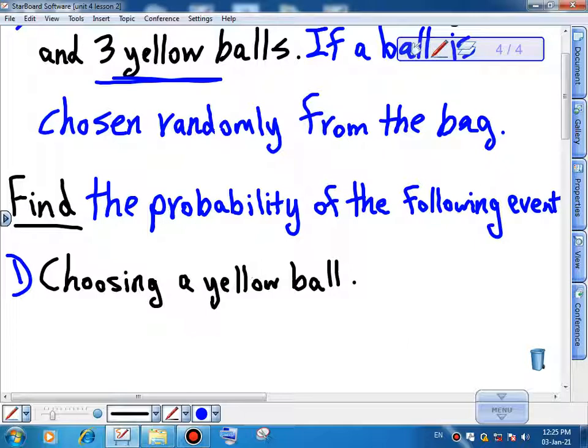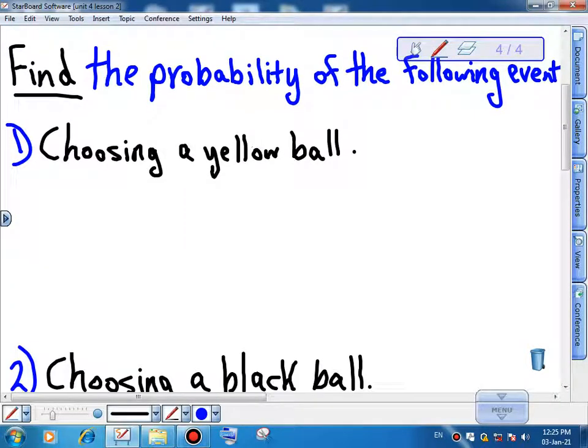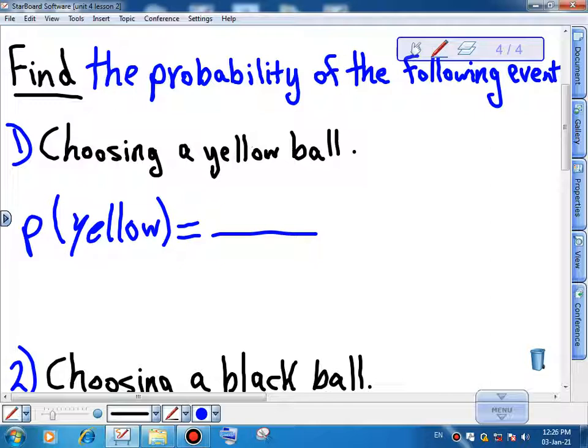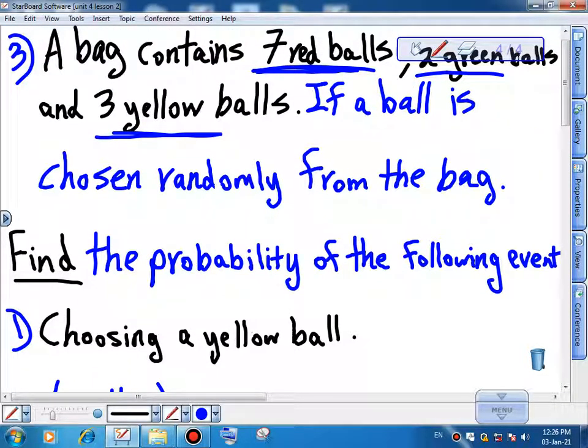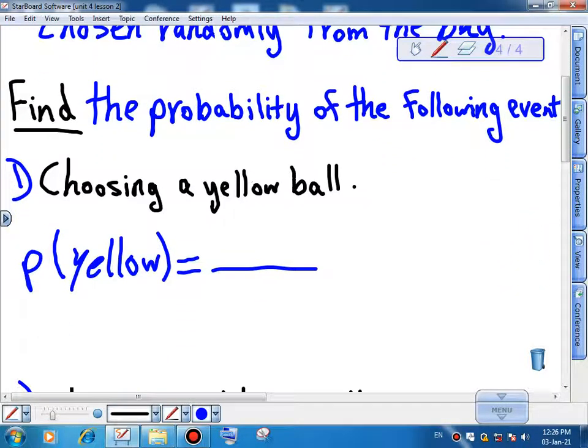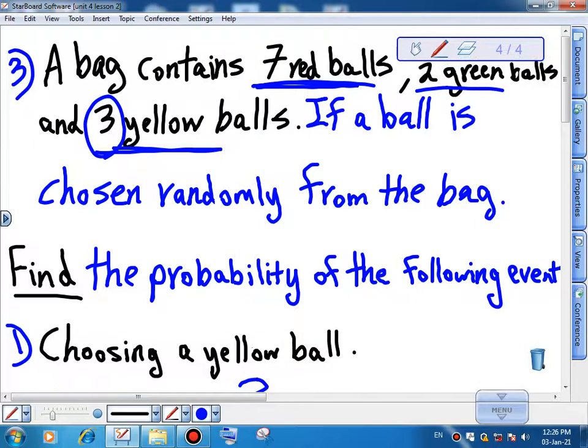From this bag, for the first event, I need the probability of choosing a yellow ball. We will write the rule: probability of getting yellow equals a fraction. The numerator is the number of occurrences of the event yellow. How many yellow balls can I get from this bag? I have only 3 yellow balls, so it will be 3. The denominator will be the total number of all possible outcomes, that means the summation of all results.